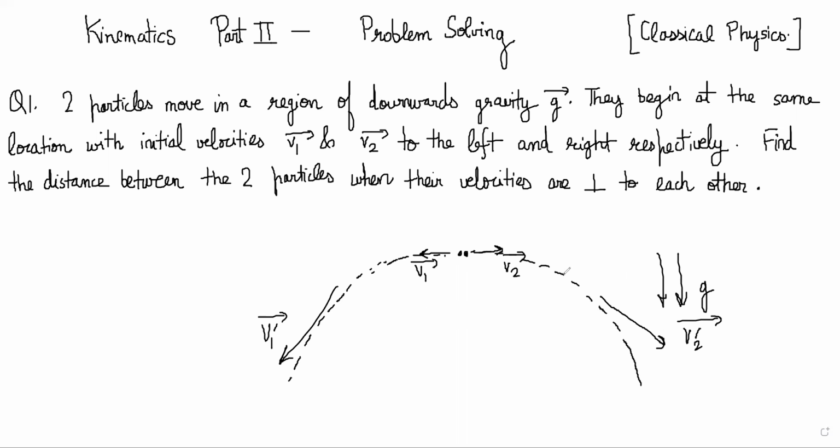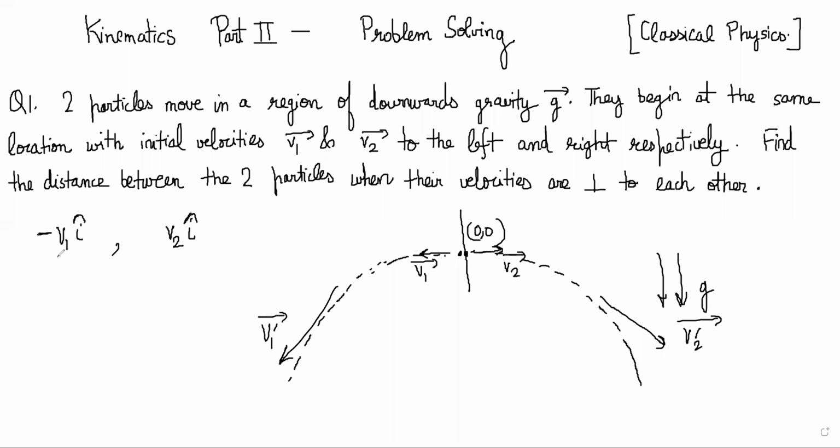So let's see how we will go about it. Let's call this point the origin, the point where they start off. So initial velocity of the particles is what? It is minus v1 i cap, right? And plus v2 i cap, right? These are the possible velocities initially. This is minus v1, this is plus v2, right?